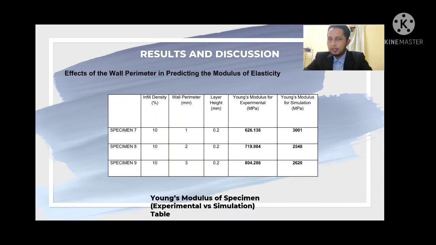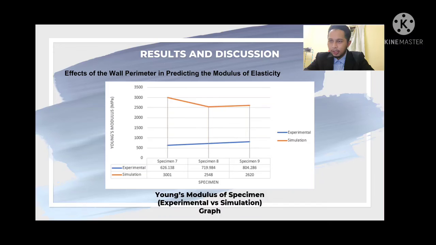Like the infill density test, the experimental results of Young's modulus are also favorable to the hypothesis of the study. The trend shows the higher the wall parameter, the higher the Young's modulus. From the first specimen with wall parameter of 1 mm to the second one of wall parameter of 2 mm, the Young's modulus increases. The Young's modulus also increased from wall parameter of 2 mm to 3 mm.